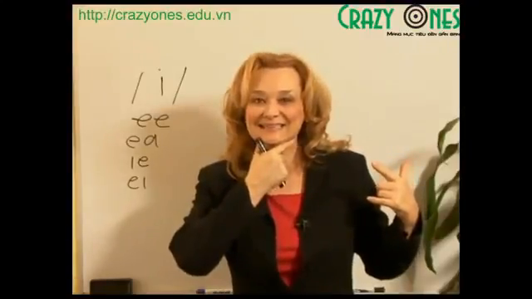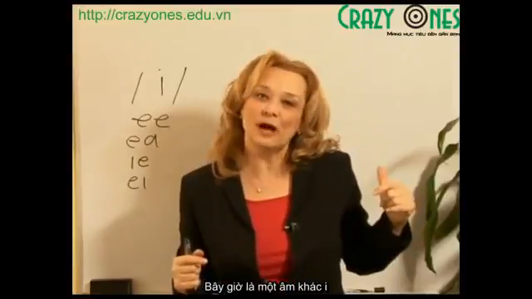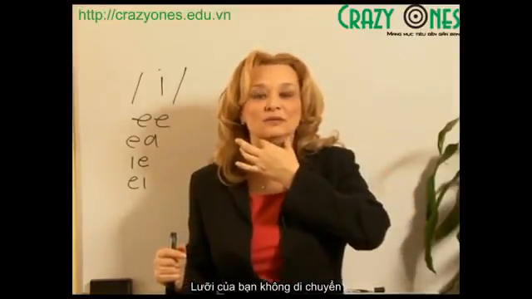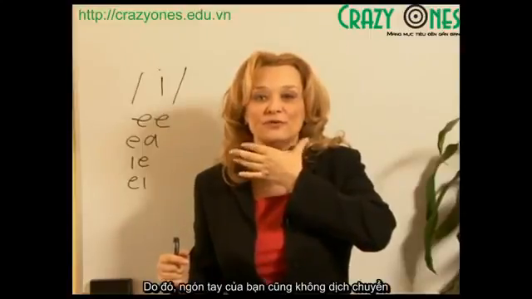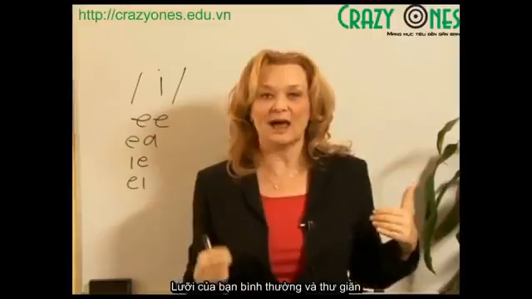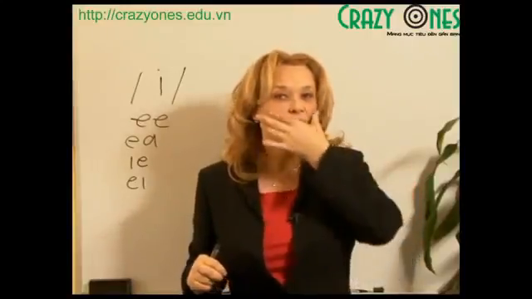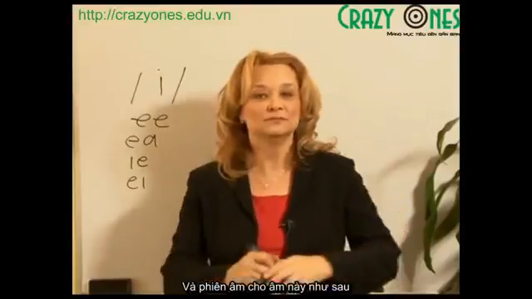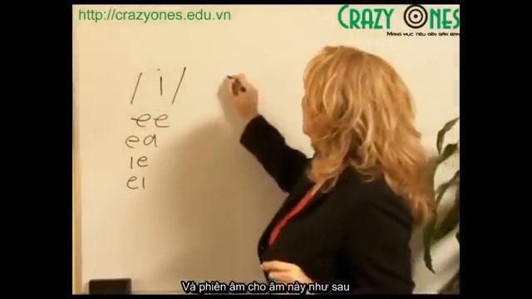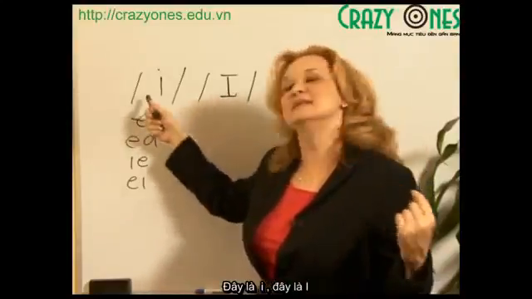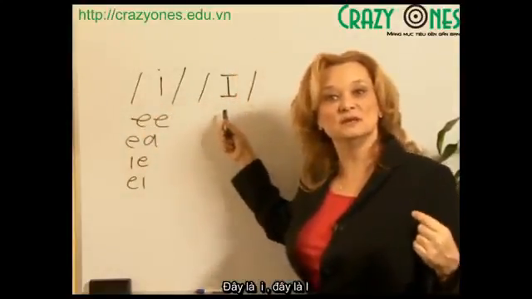E, E. Now for the other vowel, I, your tongue will not be moving and therefore your fingers will not be moving. Your tongue will be neutral and relaxed. I. And your lips will also be relaxed. I. And the phonetic symbol for that vowel looks like this. I. This is E and this is I.